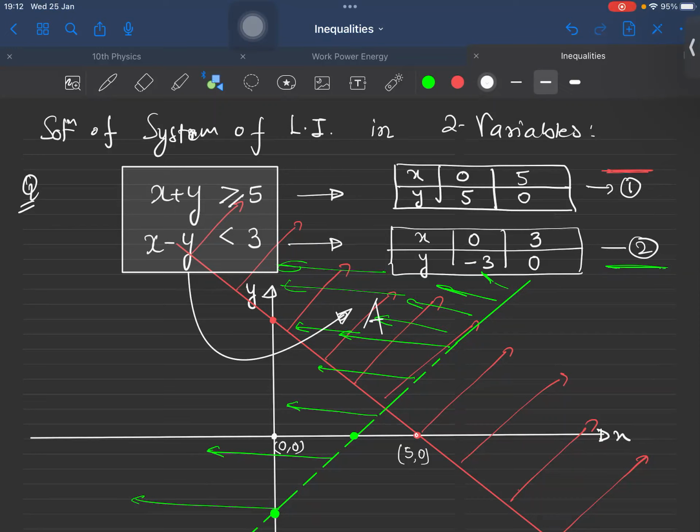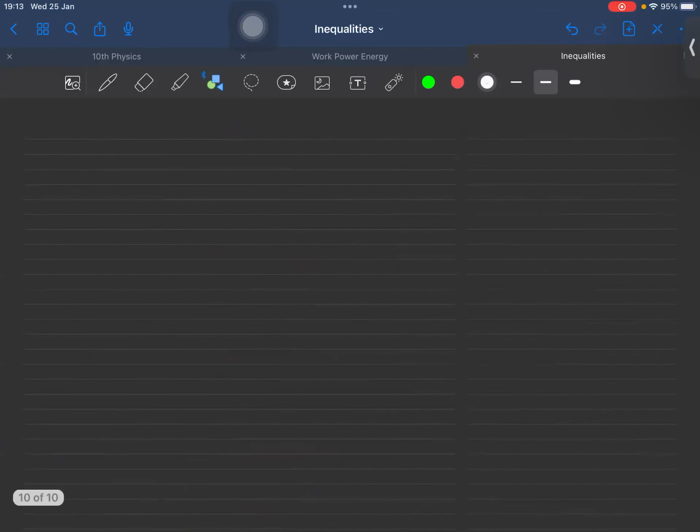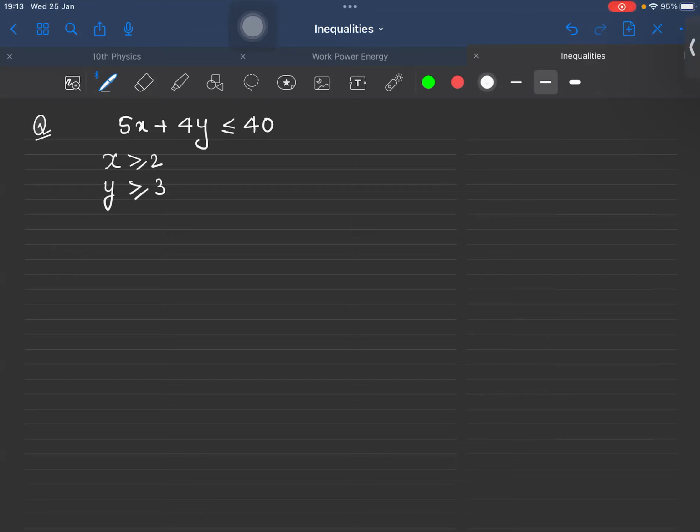Is this part clear or not? Yeah, is it clear? Okay, we'll solve some of the problems. Let's solve a question. We are given a system of inequalities: 5x plus 4y should be lesser than or equal to 40. There are other conditions given: x must be greater than or equal to 2 and y must be greater than or equal to 3. Now we just need to plot the straight lines here, right?